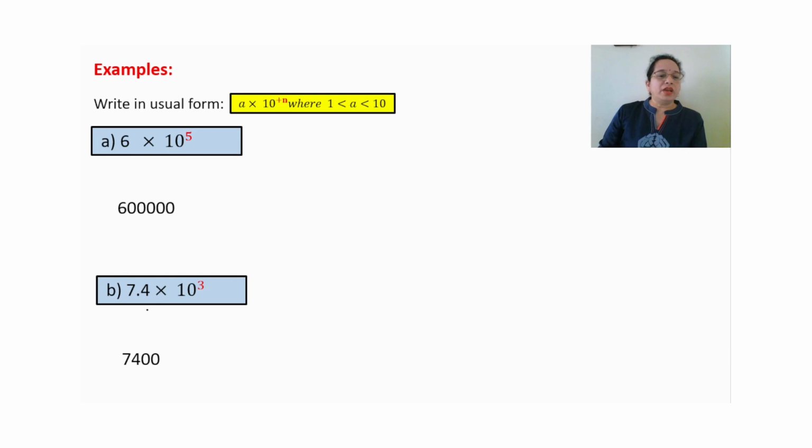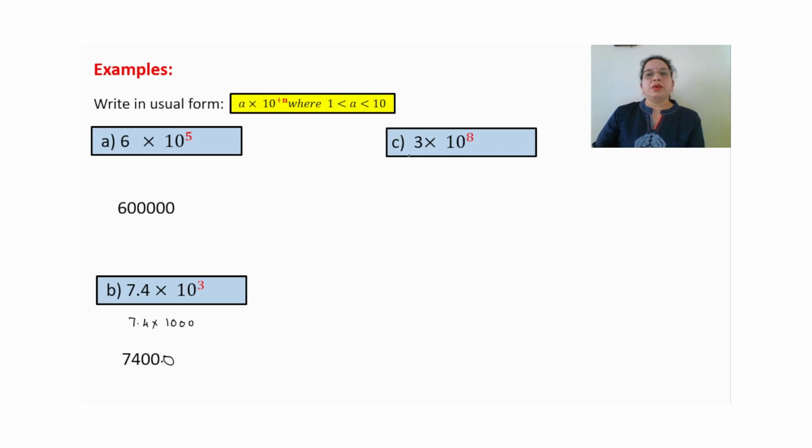Or if you have any doubt, you can use the decimal concept here also. 10 raised to the power 3 means 3 zeros will come. So when we multiply 7.4, we get 74 and then 3 zeros. So these 3 zeros will be there. And after one digit a decimal is there, so you can put the decimal. So again your answer is 7400. So you can use either way.